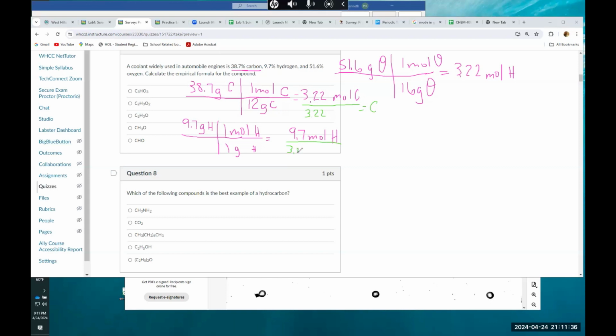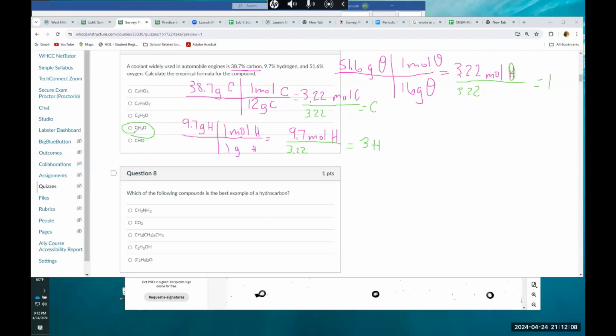And then this one, let me check. It's going to be 3.01, so it's going to be 3 H's. And then this one is going to be 1, so that should be an O. Oh, CH3O. But how are they ratios? Like, why are we dividing it by 3.22?